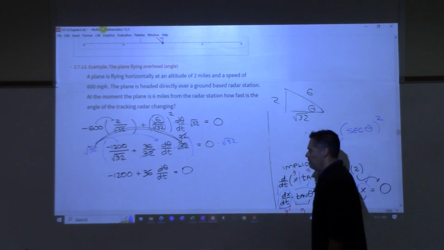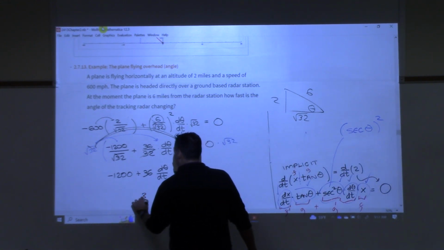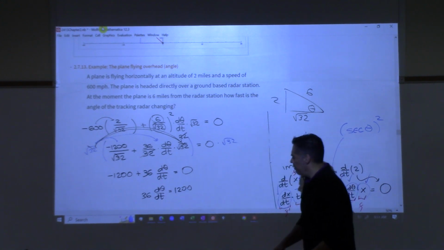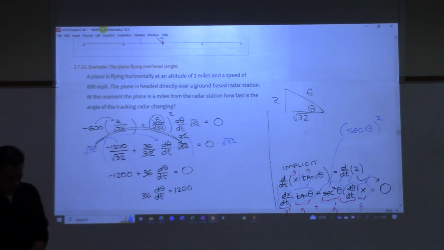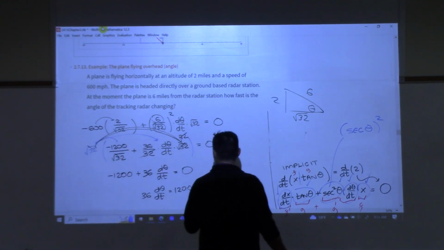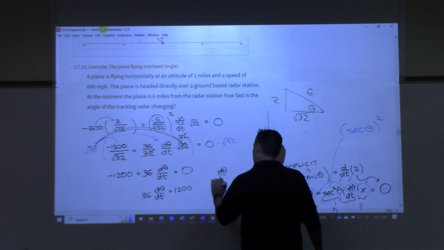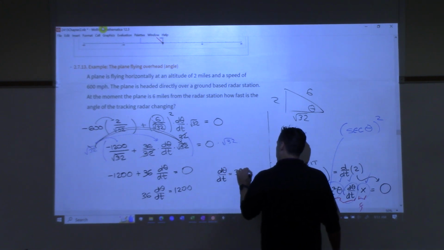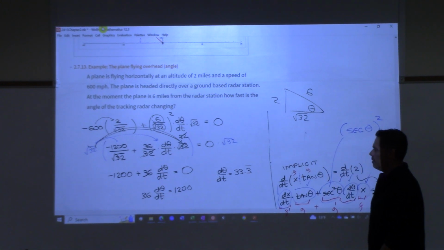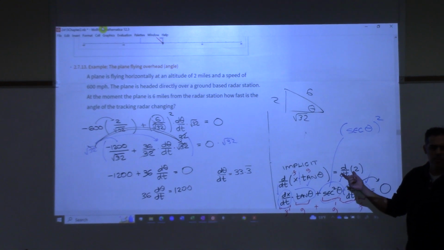Now I'm going to add 1200 to both sides, and finally divide by 36. I don't think that goes in evenly, right? So 1200 over 36 is 33.3. So d theta dt is 33.3 repeated. Anyone have questions on what I've got so far?